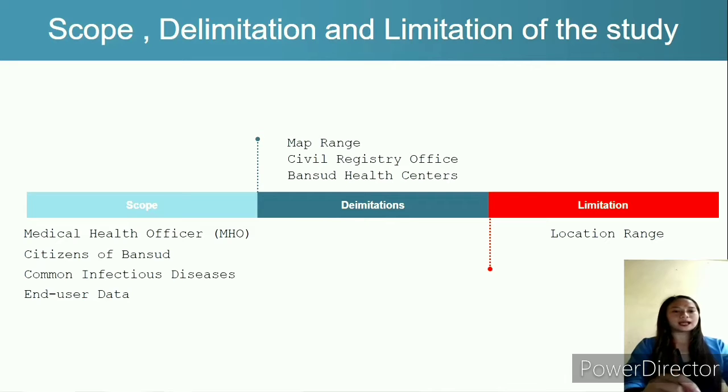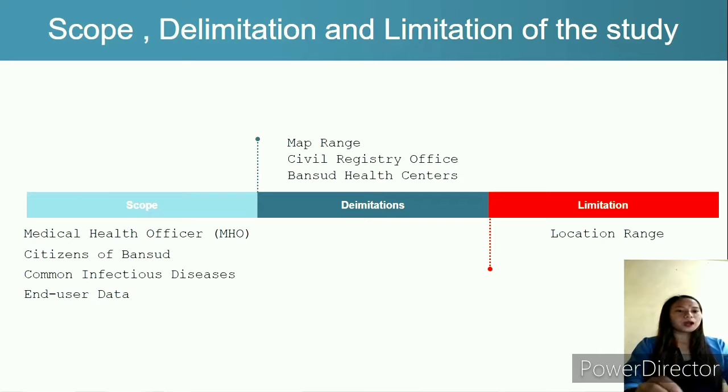So, end-user data. The database will contain records of each personnel's identity, consisting of columns with their name, age, gender, birthday, birthplace, address, mobile number, nationality, email address, report, and a portion for their soft copy ID picture for login and security purposes. So, the delimitations of the project are map range, Civil Registry Office, and Bansud Health Centers.